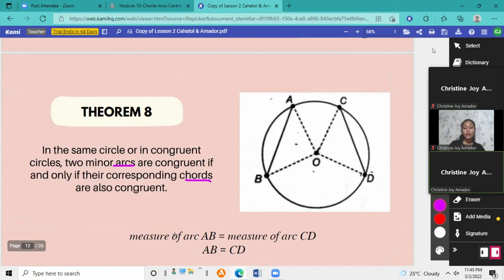For example, if the measurement of our arc AB is 10, and the measurement of our arc CD is also 10, as you can see, the two arcs are equal. And if the measurement of our chord AB is 7, what do you think is the measurement of our CD? It's also 7. Again, if the two chords are equal, the intercepted arcs are also equal.